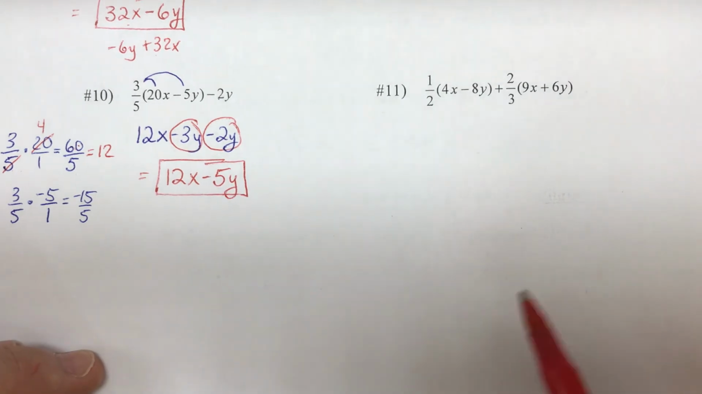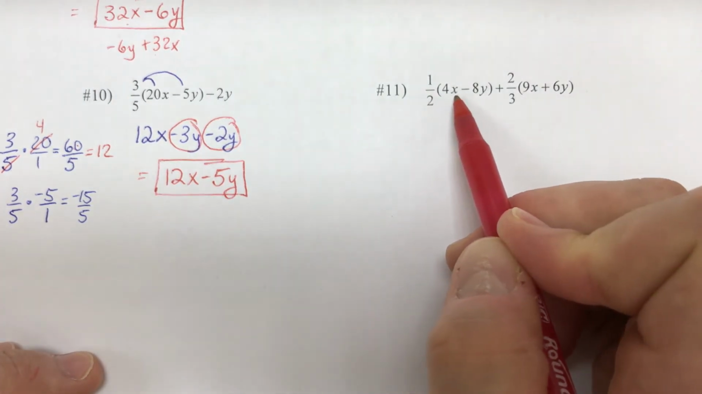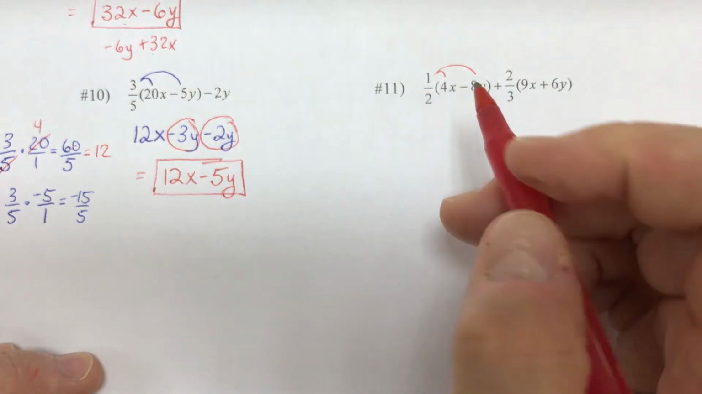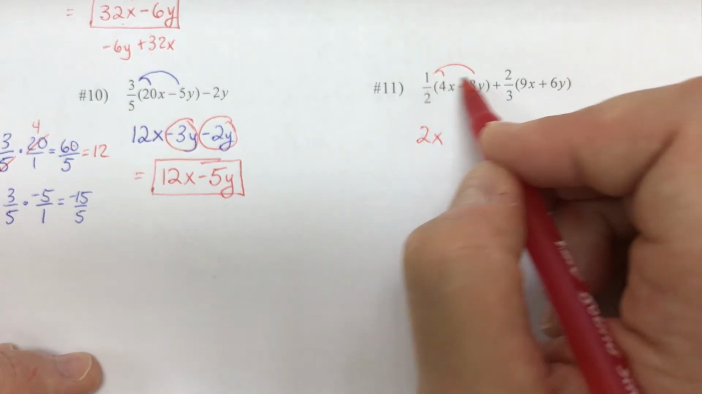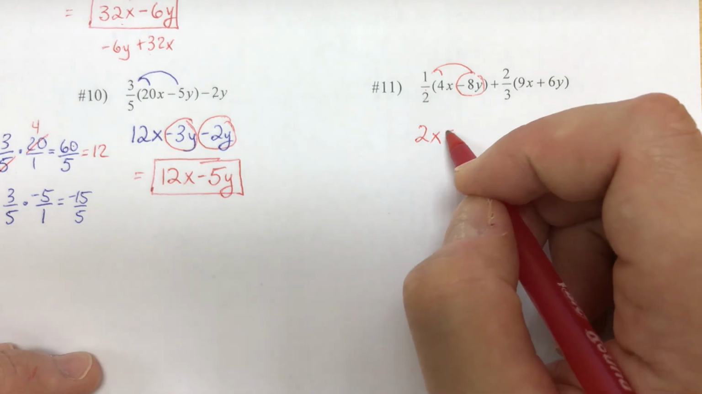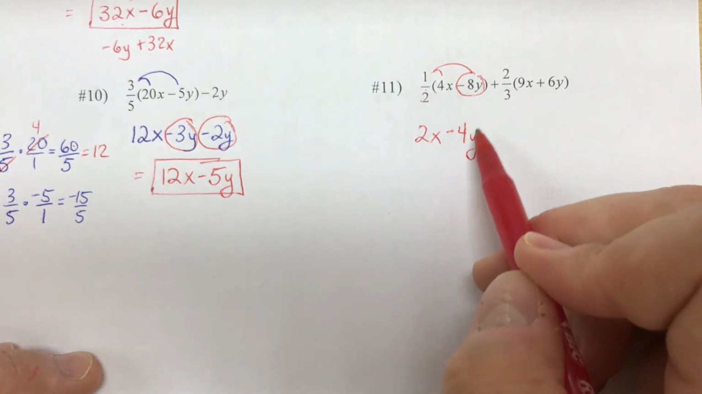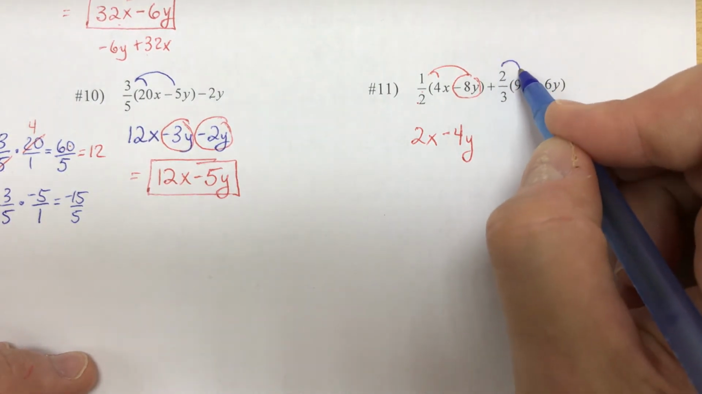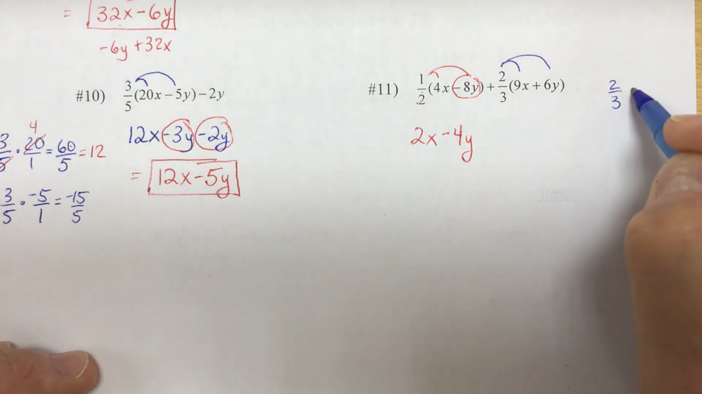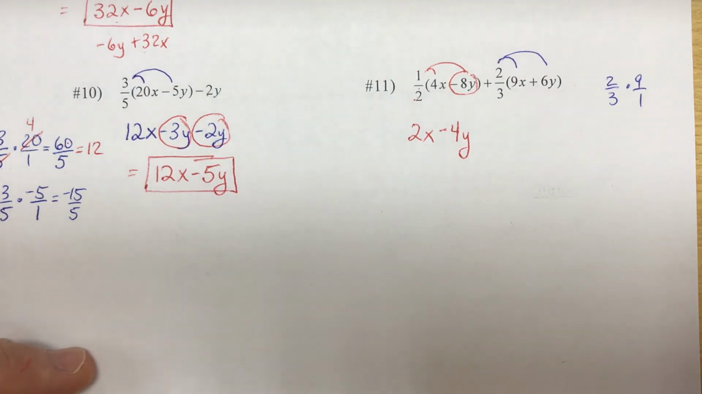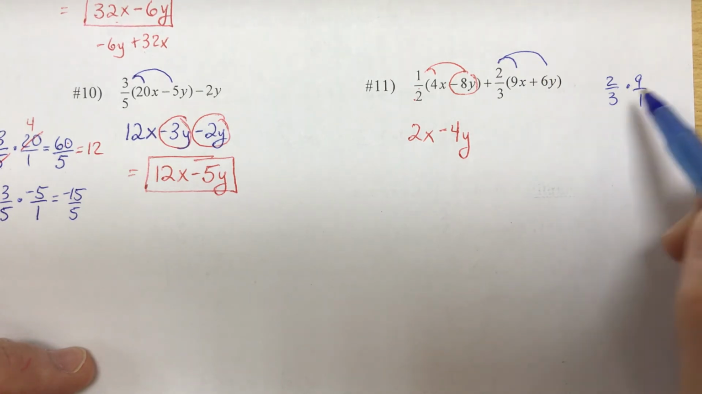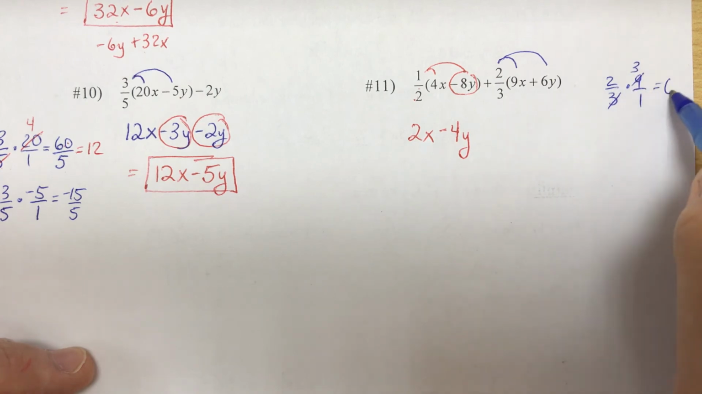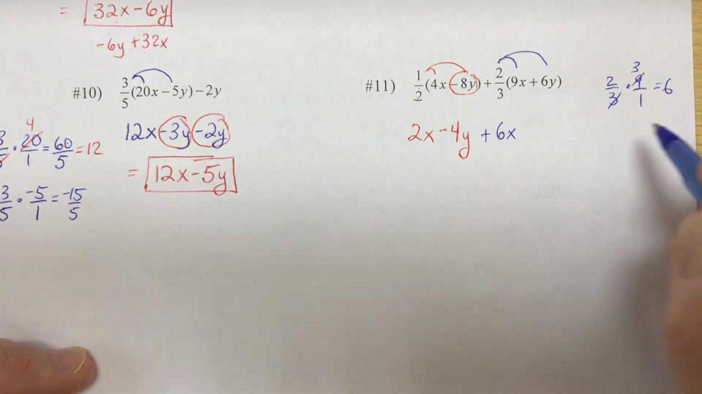Okay, and then the last one here, 1/2 times 4x minus 8y. I'm going to distribute that. Half of 4 is 2x. Half of negative 8y is minus 4y. A positive times a negative is a negative. Okay, and then we will distribute the 2/3. Now I'll write this on the side. 2/3 times 9/1. If I want, I could divide first. 9 divided by 3 is 3. And then 2 times 3 is 6. So that would be plus 6x.